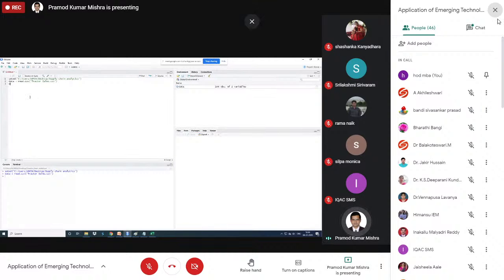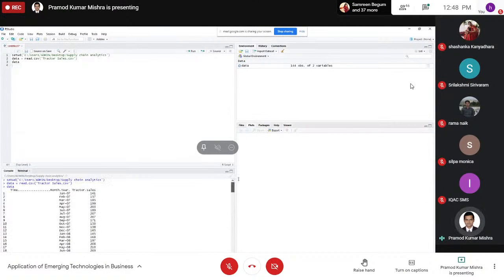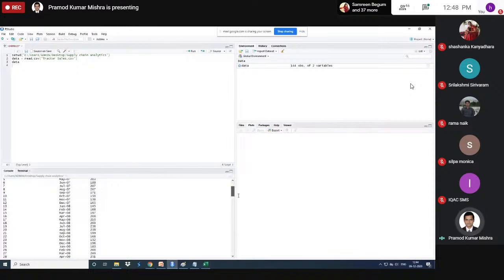So I'm going to read it. If you want to see what is there in the data, you can type data and simply run. Now whatever is there in the CSV file, I got it here. All the data is there, 144 observations, and these are the sales.